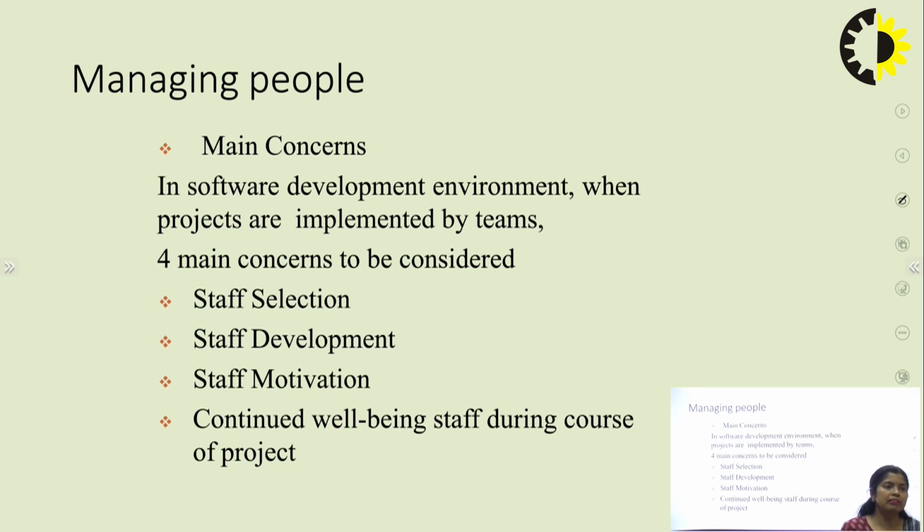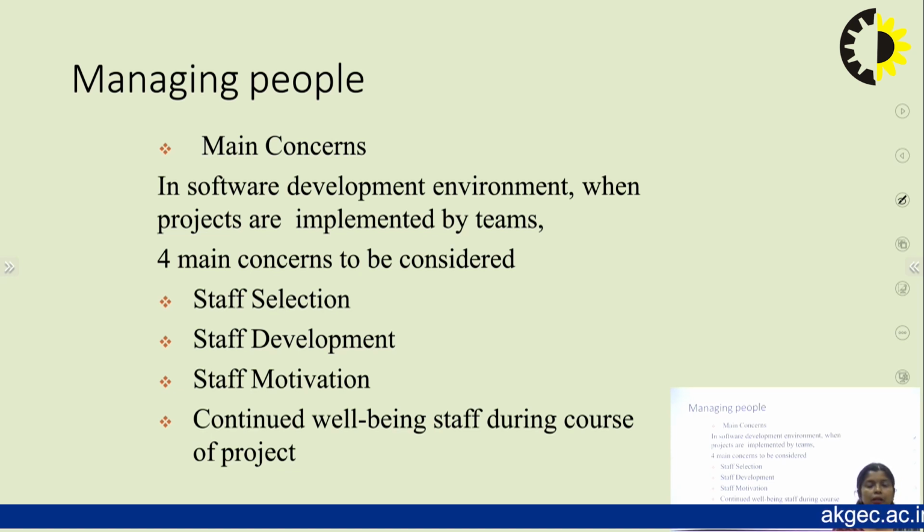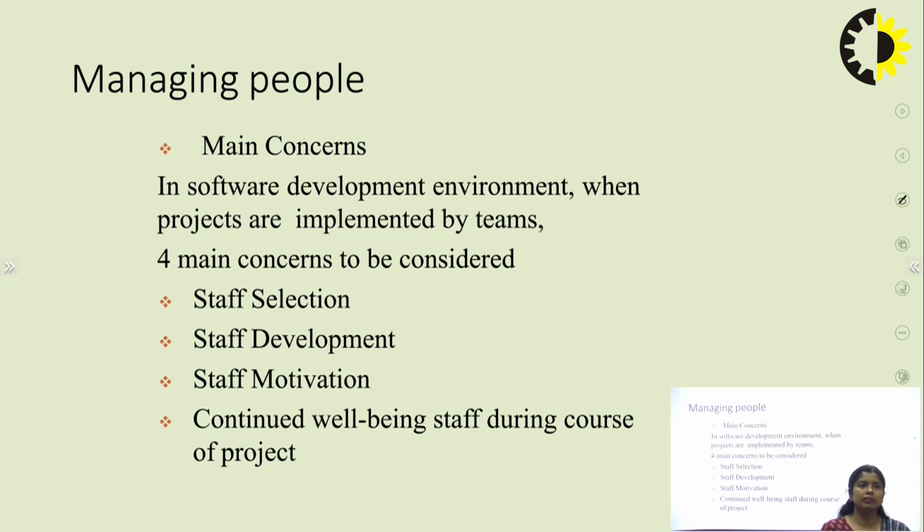The last major factor about managing people is to maintain the well-being of staff during the course of the project. Whenever we develop a project, the best team is selected and instructed in the best way, but the team is not always on the right path. Then how do you, as a project manager, manage that team and resolve the conflicts among team members? You have to motivate them, individually and as a total team, to get the desired outcome. So there are 4 main factors for managing people: staff selection, development, motivation, and the continuity of the project.